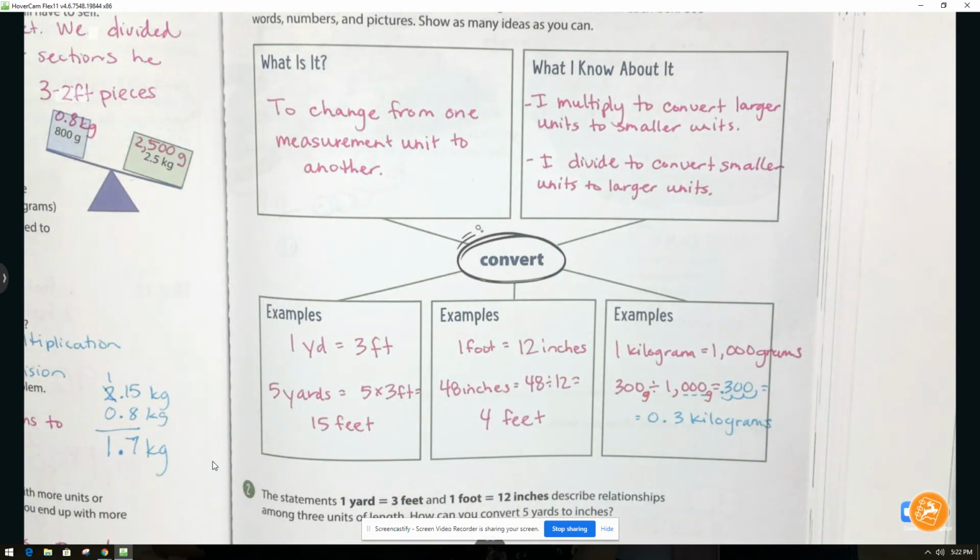With that, you're going to go ahead and finish number 2 on this page, and then 3 and 4 on the next.